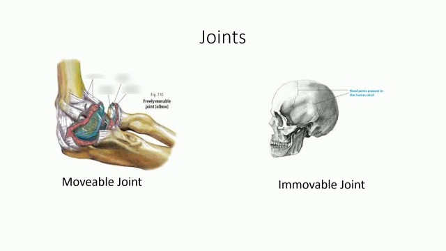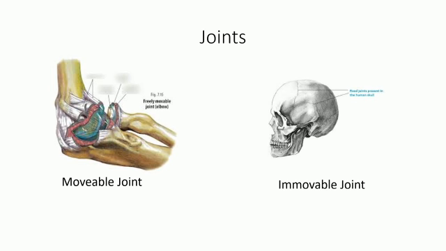Joints. Joints are the places where two or more than two bones are connected or attached to each other. Joints are of two types, movable joint and immovable joint. Movable joint. In a movable joint, the bones which are attached to such a joint can move. Example, bones of arms and legs.